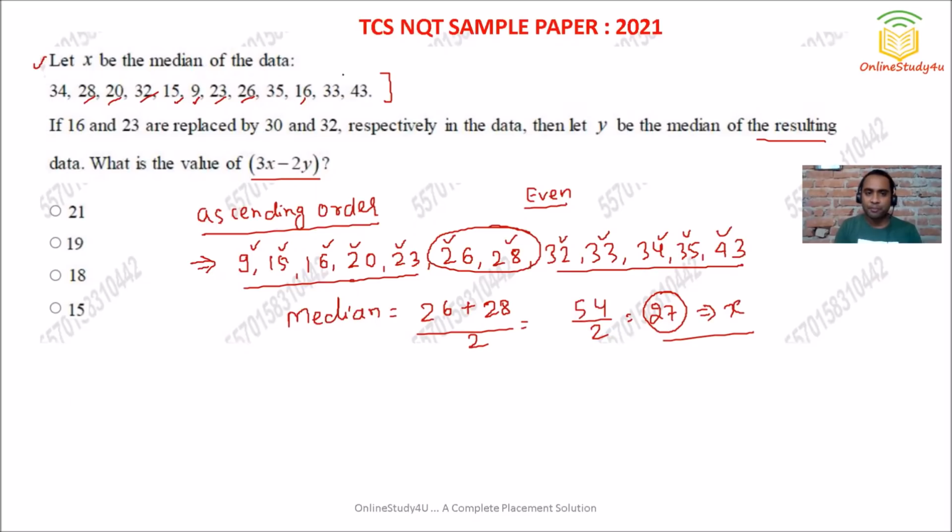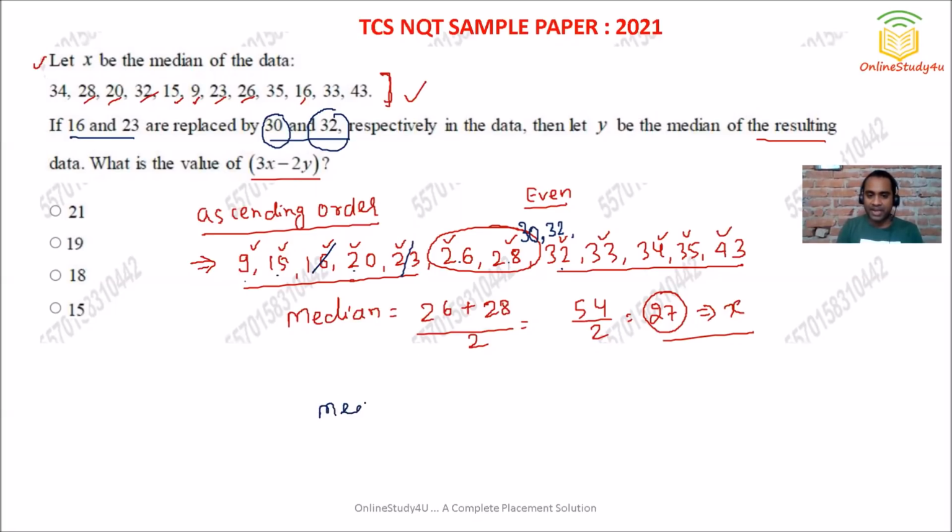X is the median of the given data, so we have calculated X. Now we will try to calculate Y. If 16 and 23 are replaced by 30 and 32, so instead of 16 I have to put 30. Where will I put 30? Definitely I will put it here, because we need to arrange the numbers in ascending order. And then 23 we need to replace by 32. Where shall I put 32? I should definitely put it here. Now my numbers will be 9, 15, 20, 26, 28, 30, 32, again 32, 33, 34, 35, and here 43.